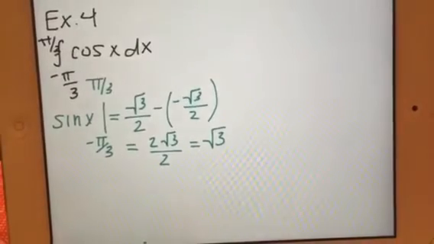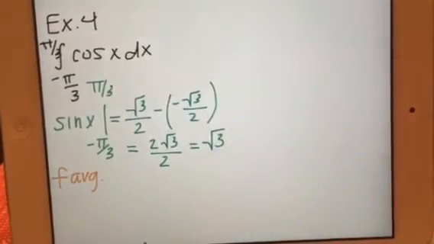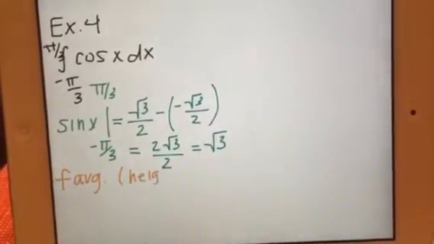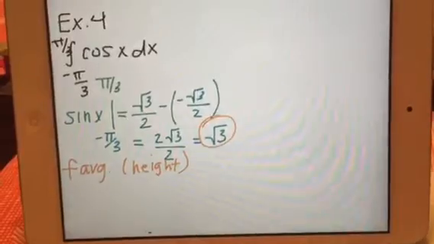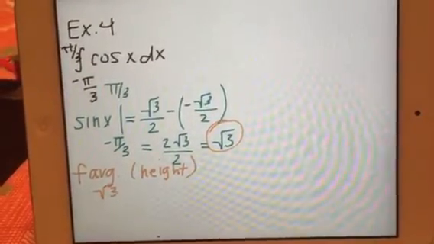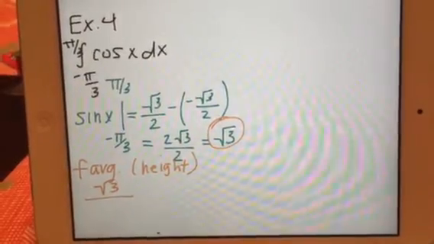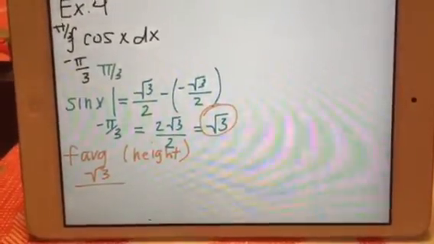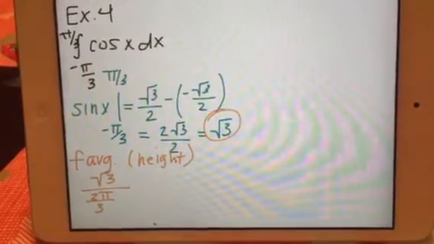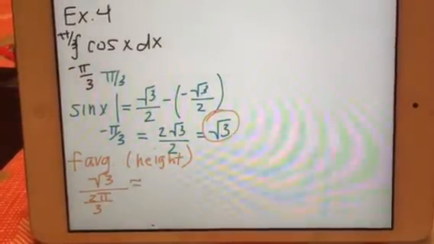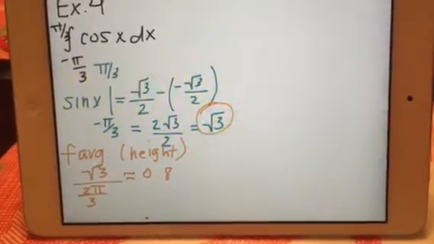For our next step, we're going to find our average value, which is essentially our average height. And what we do is we take the value that we found and we divide it by b minus a. So square root of 3 over pi over 3 minus negative pi over 3, which is the same thing as 2 pi over 3, is approximately 0.8269.